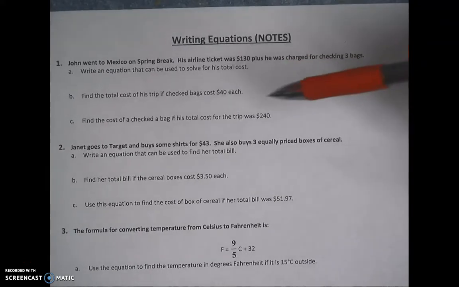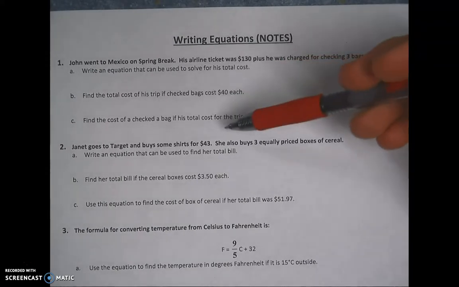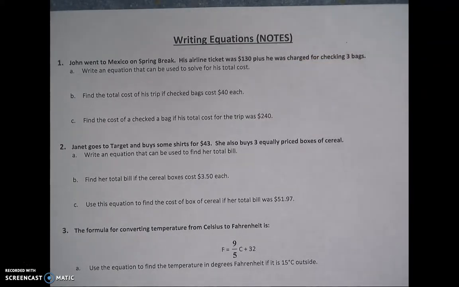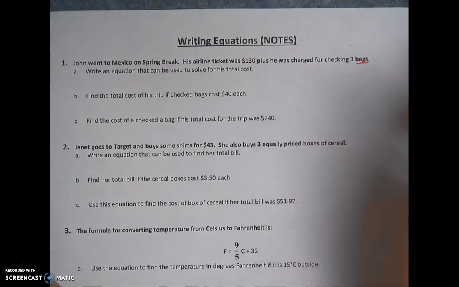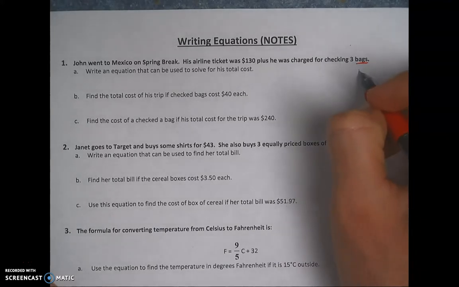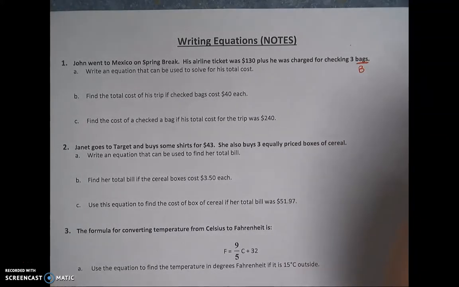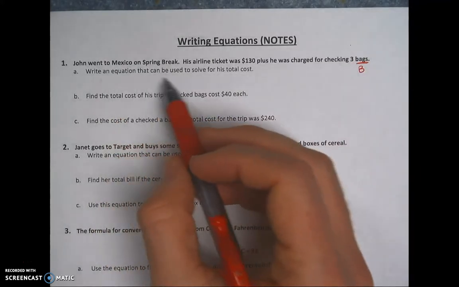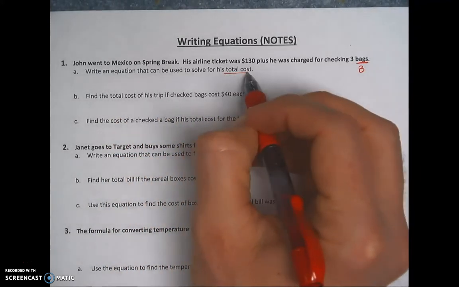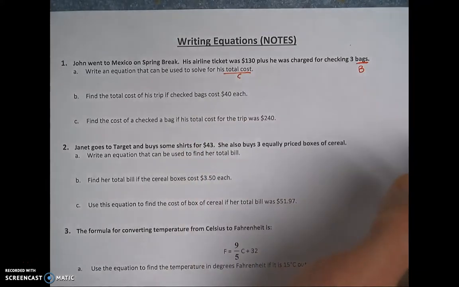We're going to write an equation representing the situation and then use it to solve for whatever they're asking for. So number 1, John goes to Mexico on spring break. His airline ticket was $130, plus he's charged for checking 3 bags. So the one thing we don't know is how much the bags cost. So that is going to be our variable B. We also don't know the total cost. Okay, so write an equation that can be used to solve his total cost. If that's what we're trying to find, that's going to be your variable C.